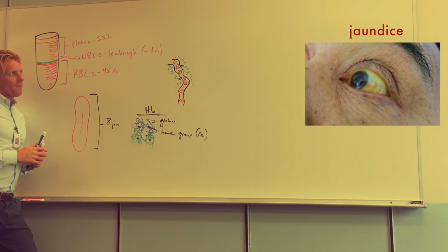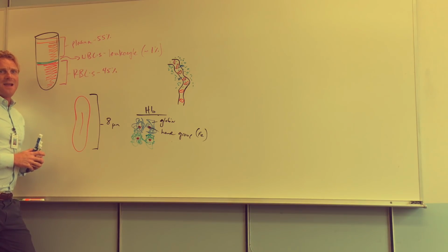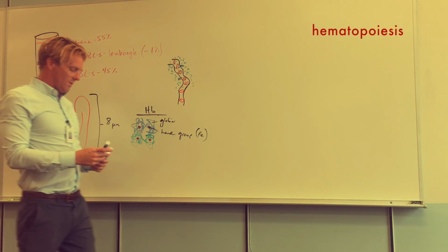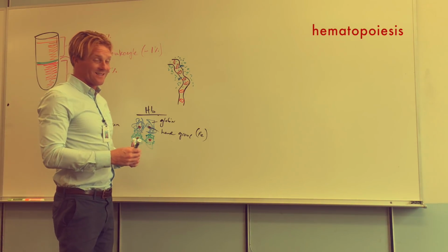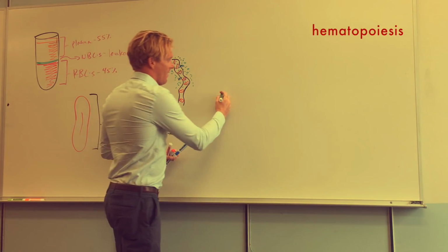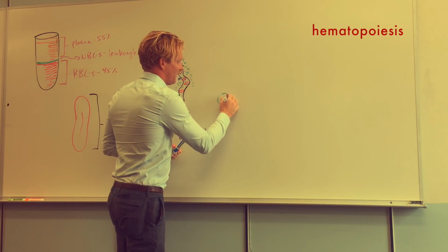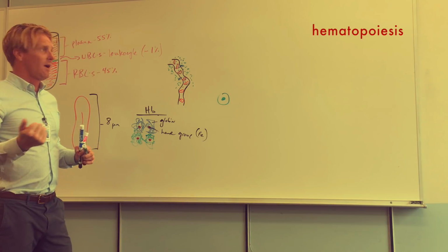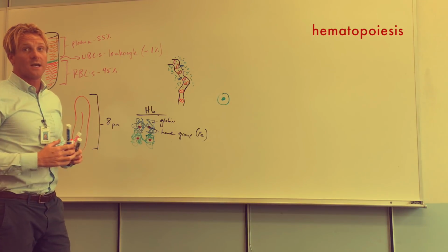Now, let's talk about the process in which blood is made. This is the process called hematopoiesis. This is when the production of new red blood cells occurs in the bone marrow. Basically, you start off with a stem cell. This stem cell could become a red blood cell, or it could become any of the leukocytes.